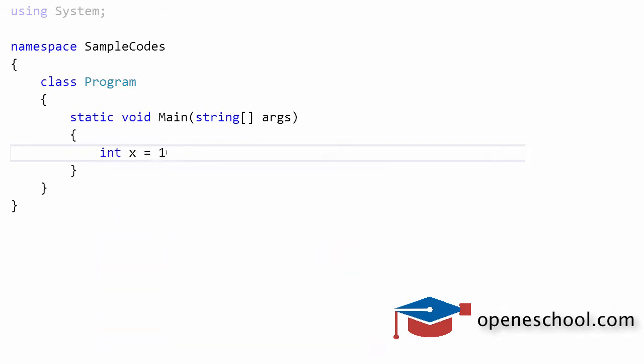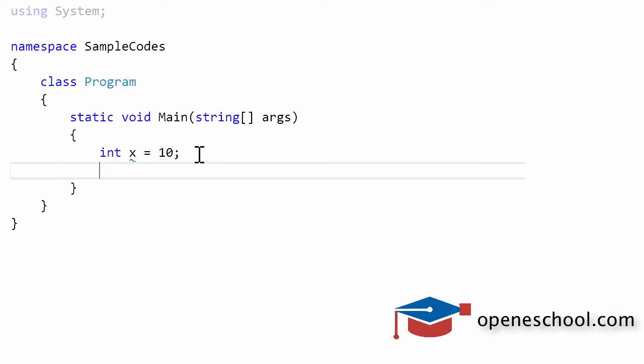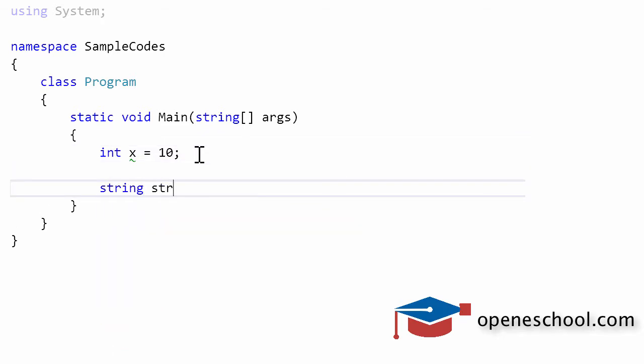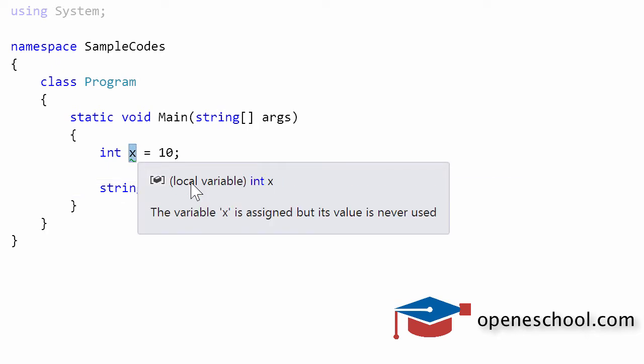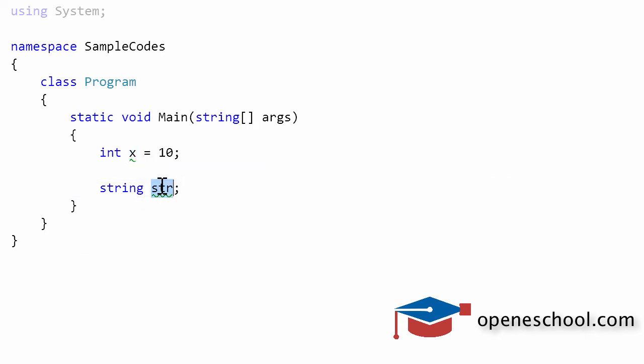So let's say we have an integer variable x to which we have given value 10, and we have a string variable, let's say str. So we want to convert this integer value x into string, and we want to store it in this variable str, which is a string type variable. So we can do this in a couple of ways.